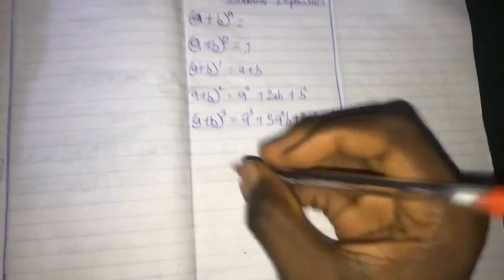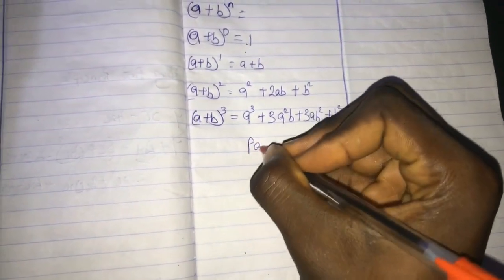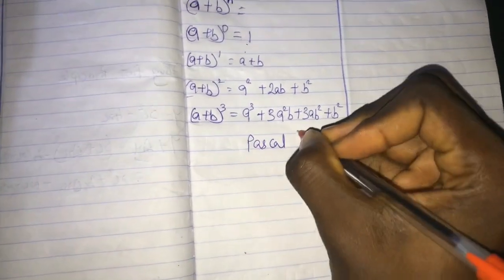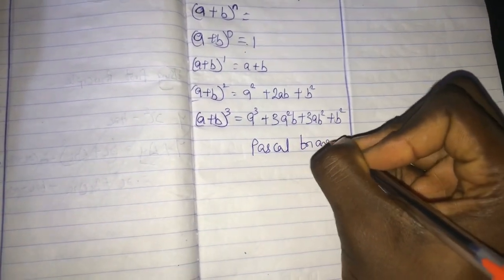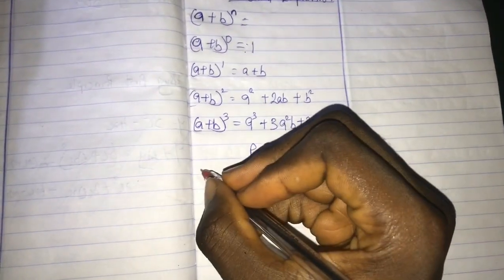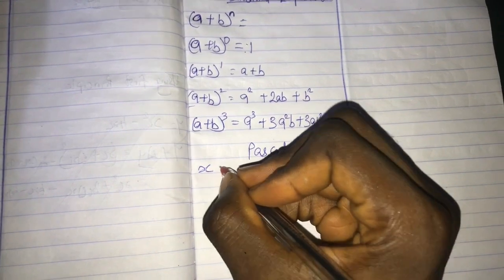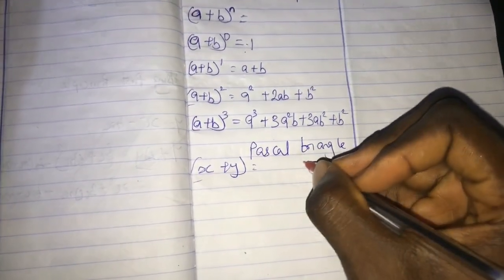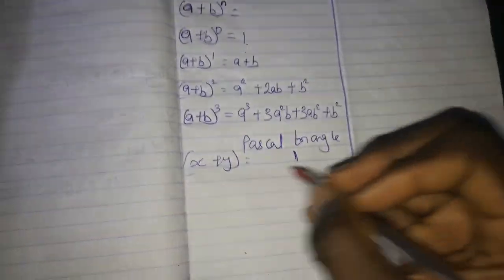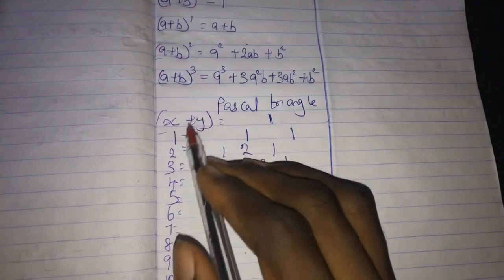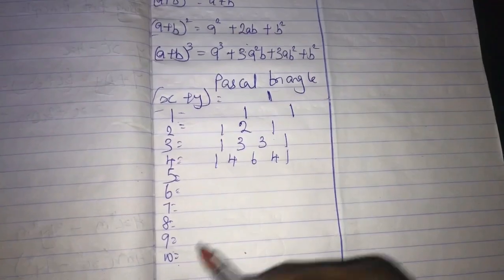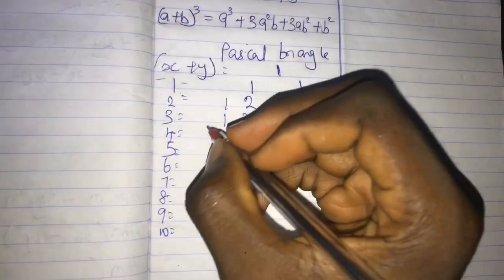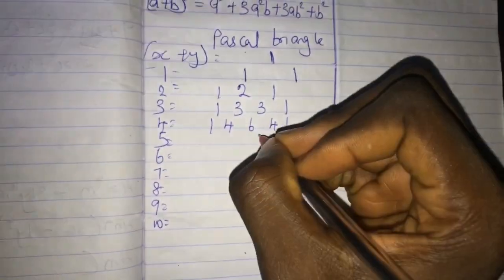So let's quickly derive our Pascal's triangle. When we have (x + y) to the power of 0, it is equal to 1. Then to the power of 1, 2, 3, 4, 5, 6, up to 10. I might stop at 6, and you can figure out the rest yourself.